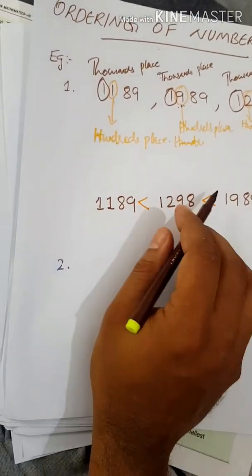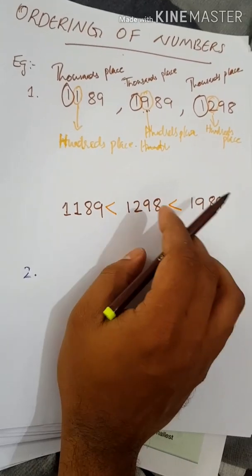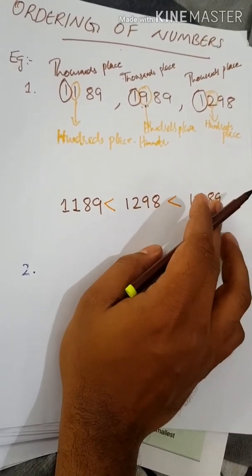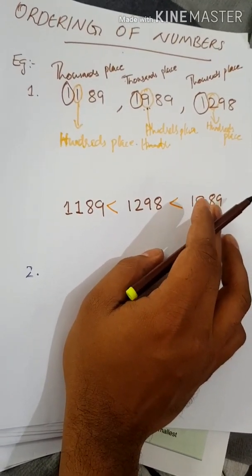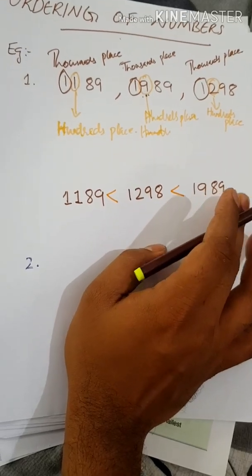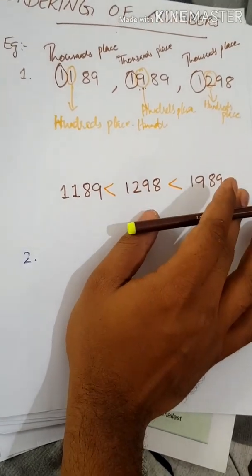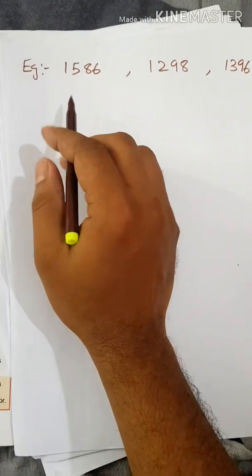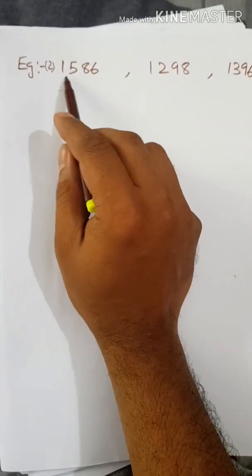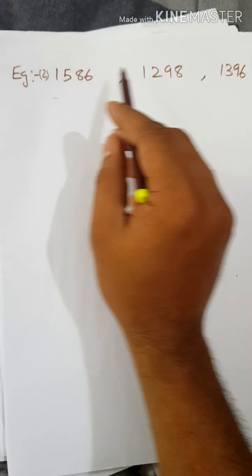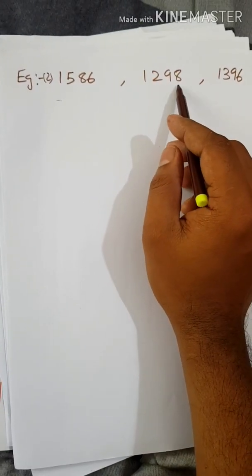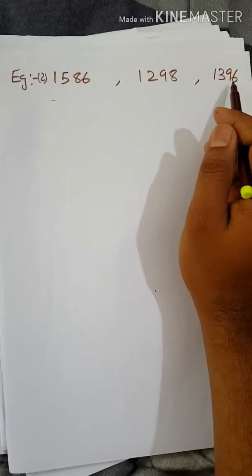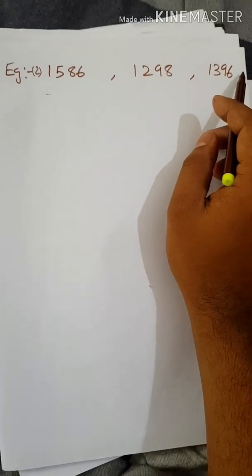Okay students, this is how we arranged in ascending order. Ascending order means chota se bada. Understood? Smallest to the largest number. Okay, next example. Let us take one more example. Example number 2. First number is 1586, second one 1298, and the last one 1396.